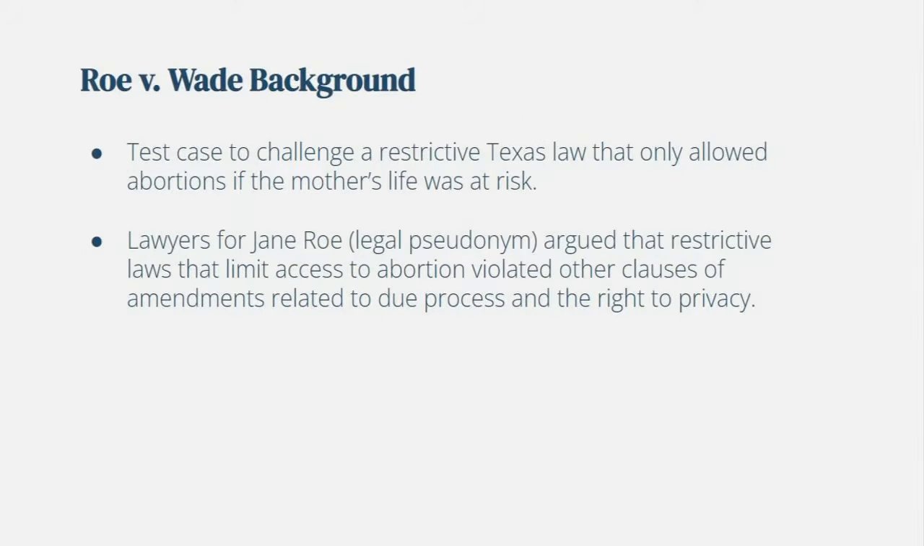Women's rights advocates were looking for a legal test case, in which they found one involving Norma McCorvey, who would be known under the legal pseudonym Jane Roe, which I will use in this video. Roe lived in Texas and wanted to terminate her pregnancy. However, Texas only allowed termination in cases in which the mother's life was at risk.